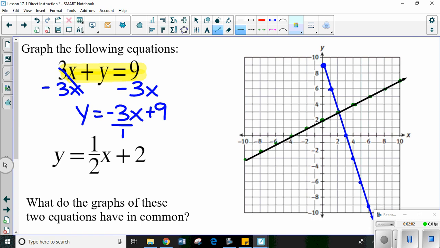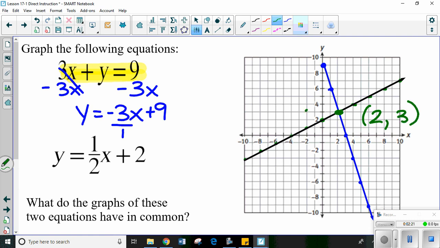And what do we notice? We notice that they intersect, and they intersect right here. Okay, and that intersection point is over to 2 on my x-axis, up to 3 on my y-axis.